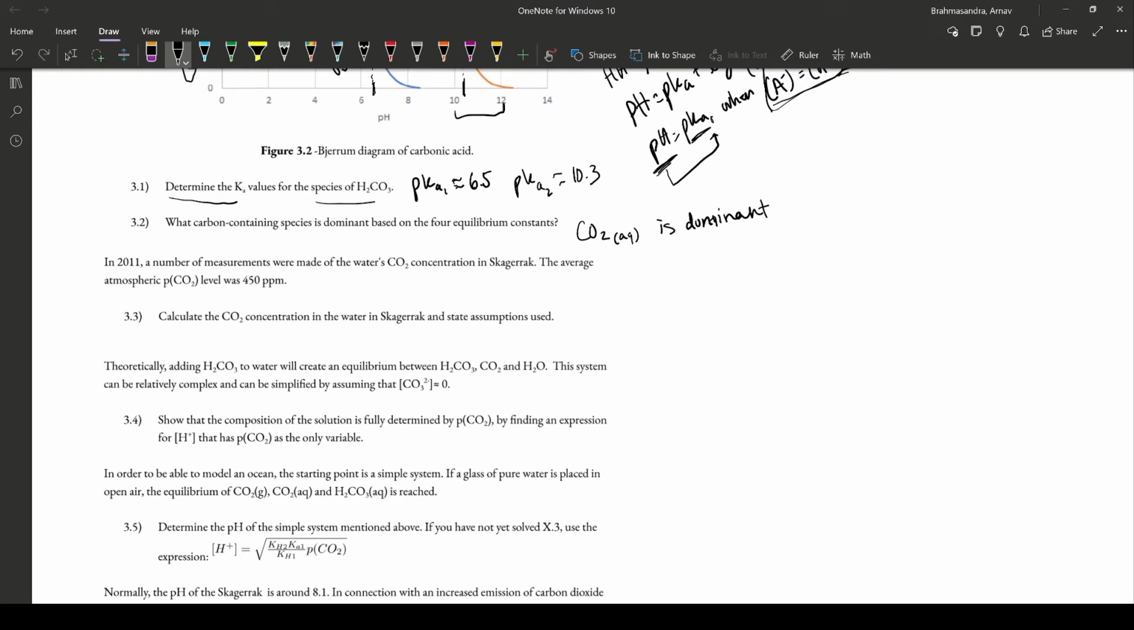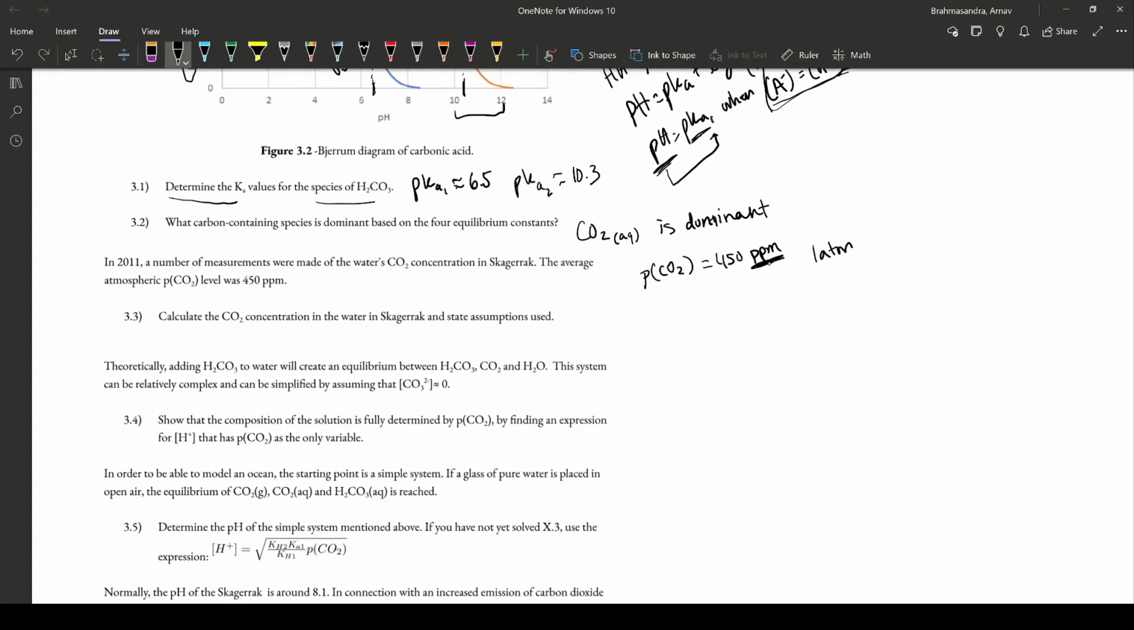So now let's look at our next question. In 2011, a number of measurements were made of the water CO2 concentration, and it's telling us that the average atmospheric P of CO2 level was 450 parts per million. Now, in the atmosphere we have 1 atmosphere of pressure, which is sort of self-explanatory. The atmosphere is the amount of pressure in the atmosphere. So we have 1 atmosphere of pressure.